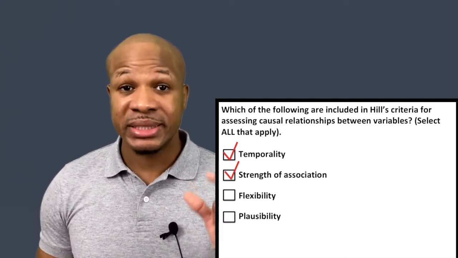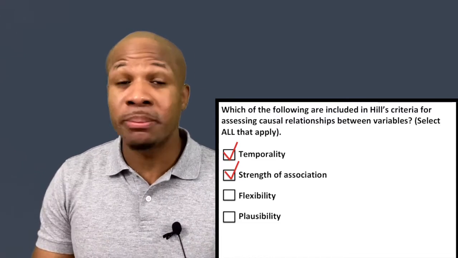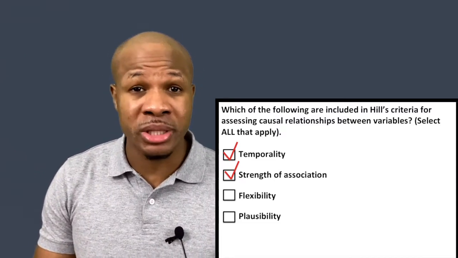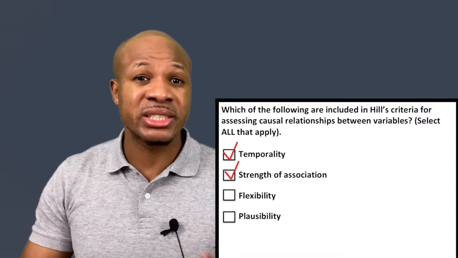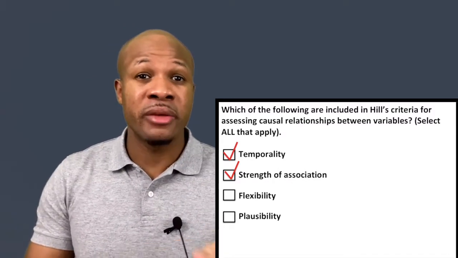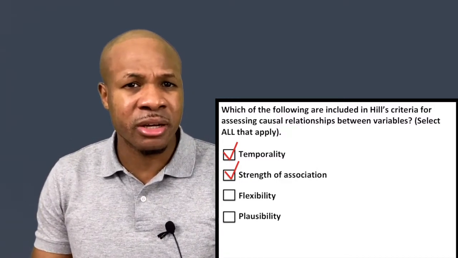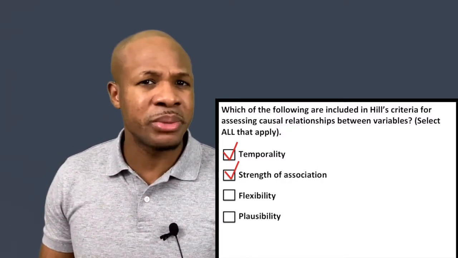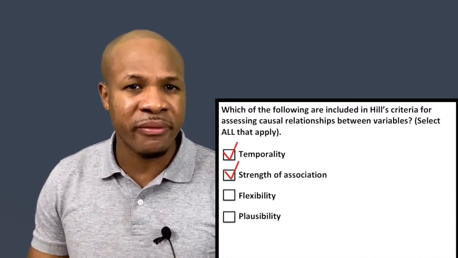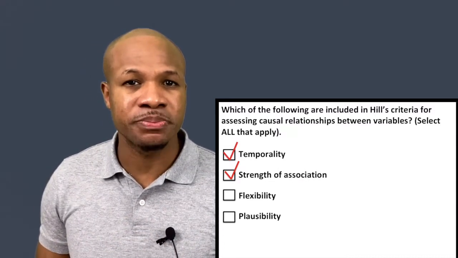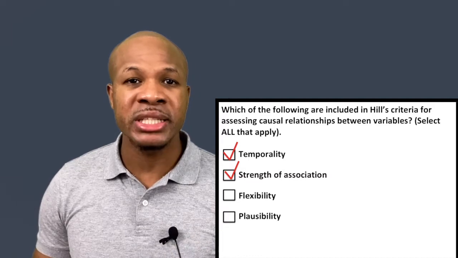C says flexibility. I'm not sure how A and B being flexible is going to give credence to a causal relationship. Flexibility almost sounds like random, and if A and B occur randomly, then it's less likely that there's a causal relationship. So flexibility will not be a correct answer choice, and I would definitely not pick that. And the last one is plausibility.